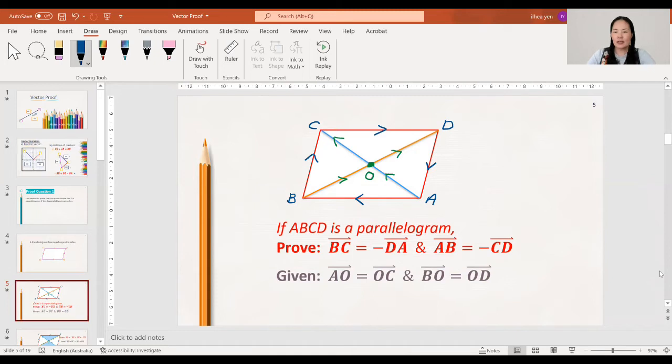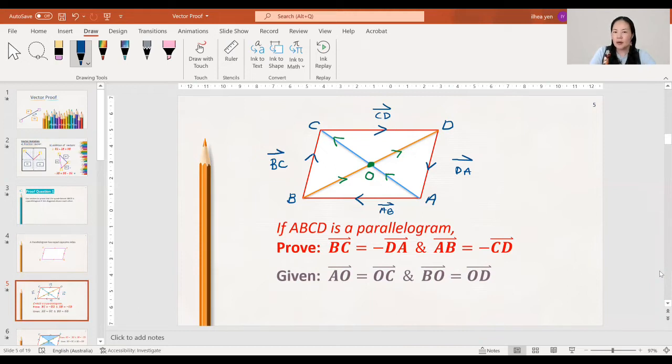As you can see, the outside edges of the parallelogram, the vectors go all in the same direction: AB, BC, CD, DA. So I can write it as vector terms: BC, CD, DA, AB. Now also the diagonals have directions too. Diagonal AC and diagonal BD.